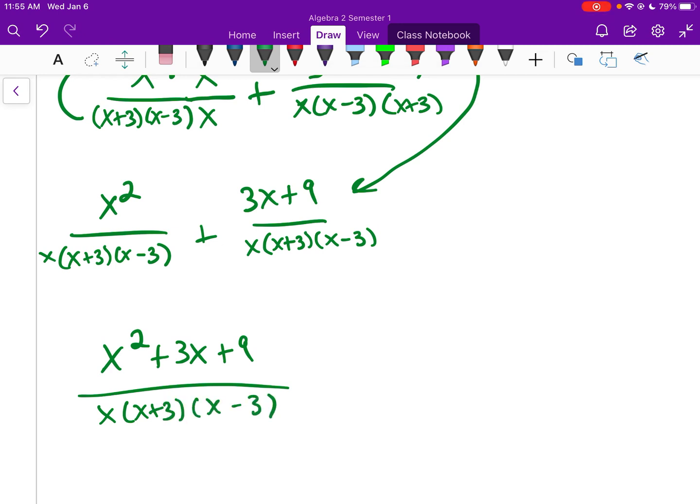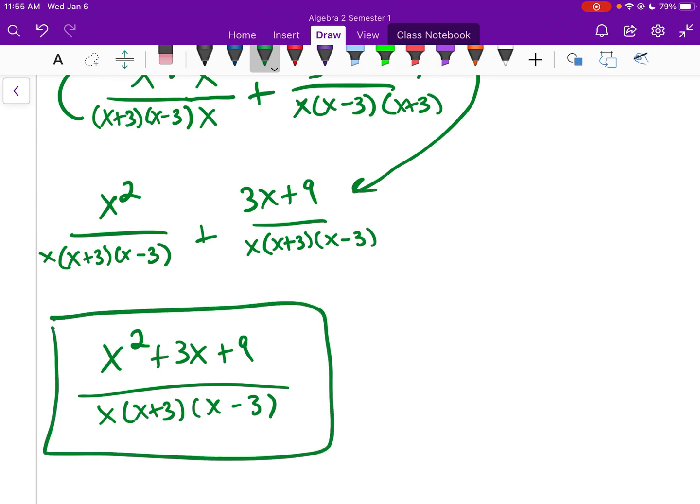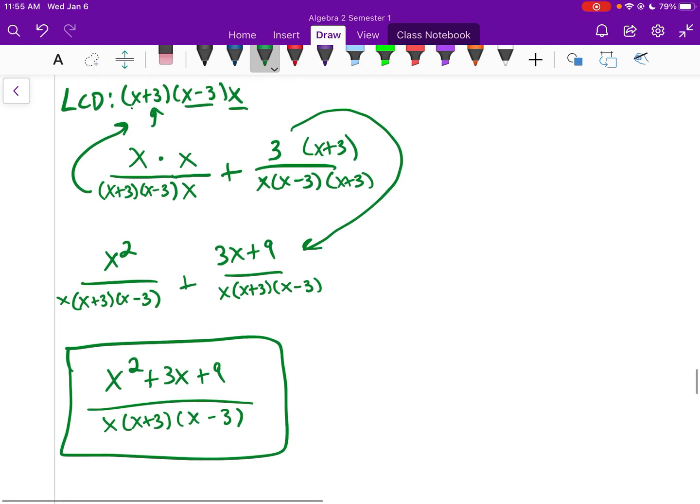Double checking. I have a square there, so I'm going to check to see if it factors. X squared plus 3x plus 9 does not factor. So then we don't have to worry about simplifying any further. So that is our answer.